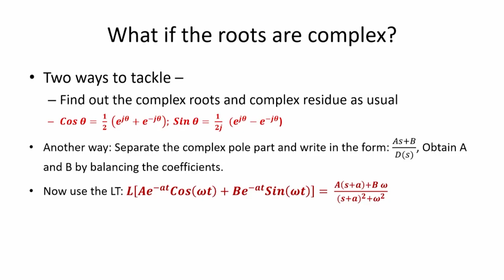Now, if the roots are complex, then the complex roots will create a complex residue in the system. So, you can actually write this whole system as (as + b) over d(s), and by balancing the coefficients you can get a and b of the system.